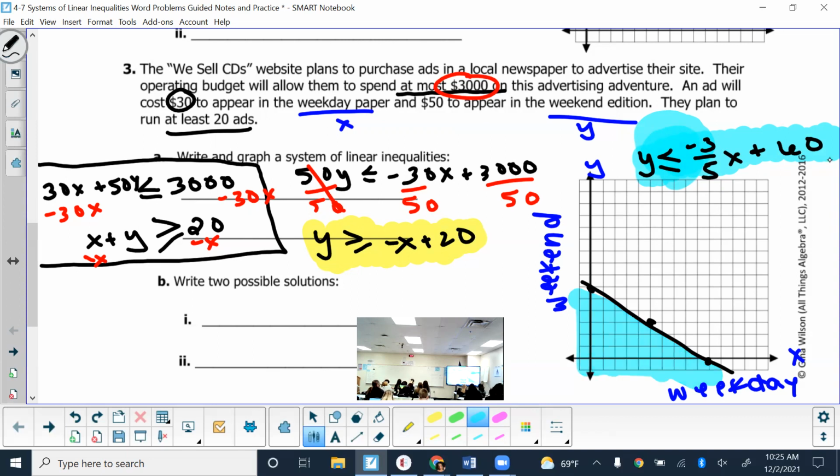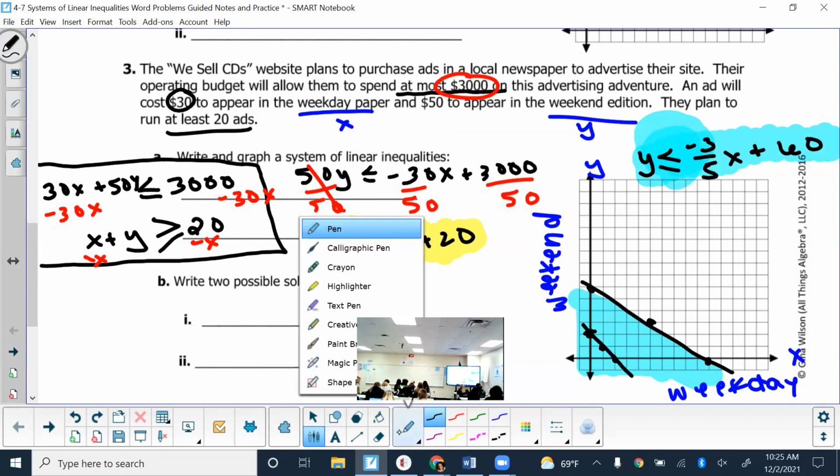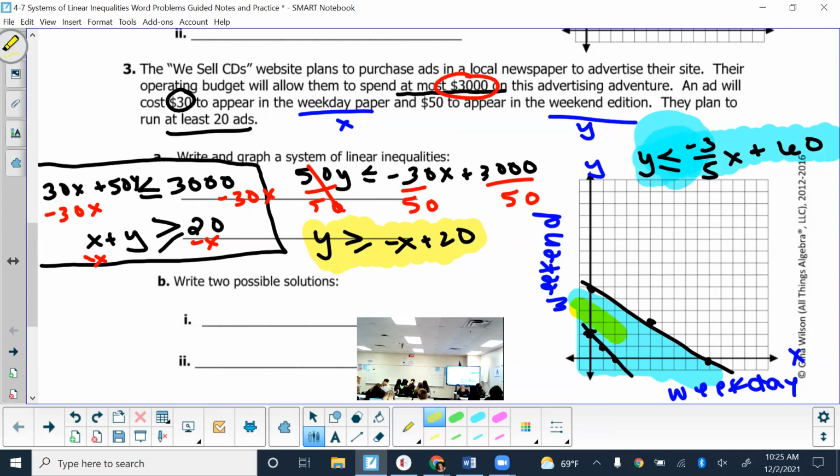All right, the other one, graph it. Y-intercept is 20. Remember, we counted by 10, so it's right here. And then the slope, we are going down 1 to the right 1. Solid or dashed for this one? Solid. And shaded above or below? Above. Right, probably don't need to shade the whole thing because you can kind of see where they overlap. All right, on my screen, anywhere in this green area is a possible solution.